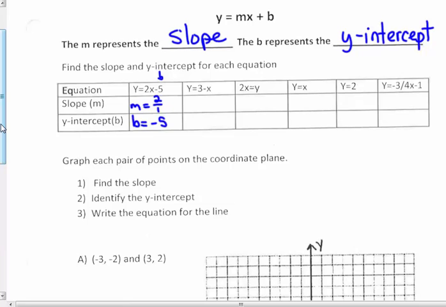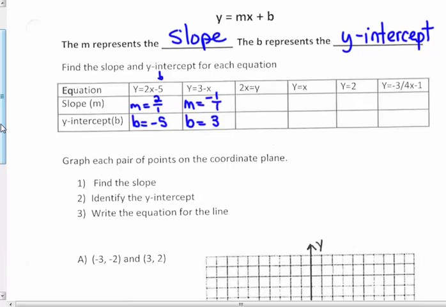In the second equation, y equals 3 minus x, be careful, that is a negative 1 coefficient in front of that x. So m equals negative 1 over 1. I like to write them as a fraction. You could just say negative 1. And the b is positive 3.